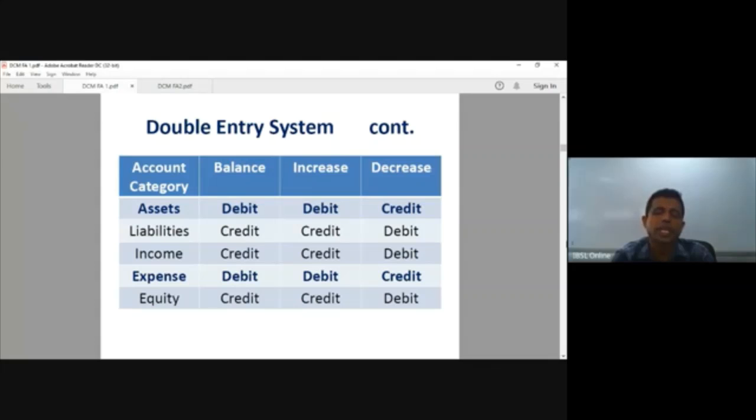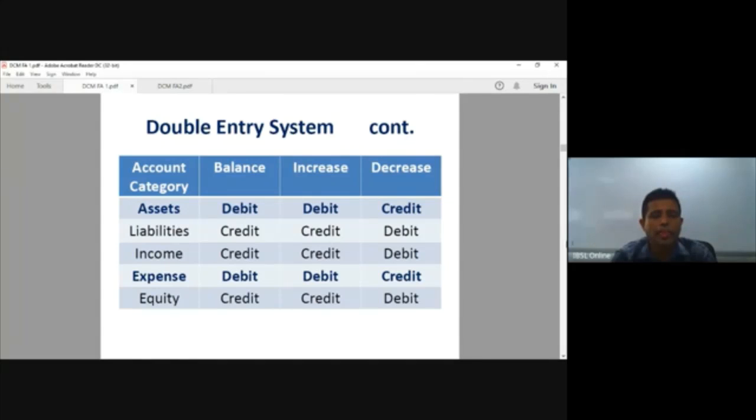If it is due to a transaction and an asset decreases, you should credit that account. Similarly, if you take a liability, due to a transaction, if it is increased, you should credit that account. If it is decreasing, you have to debit that account, right?